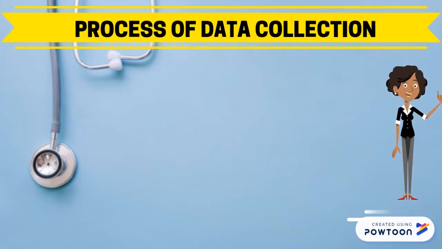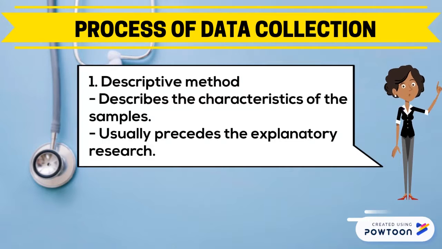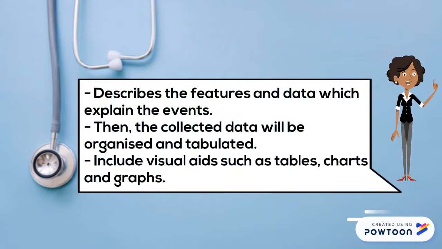Let's proceed with the process of data collection. The first one is the descriptive method. In this method, it describes the characteristics of the samples. In addition, it also precedes the explanatory research. It also describes the features and the data which explain the events, and then the collected data will be organized and tabulated. Visual aids such as tables, charts, and graphs will be included as well.